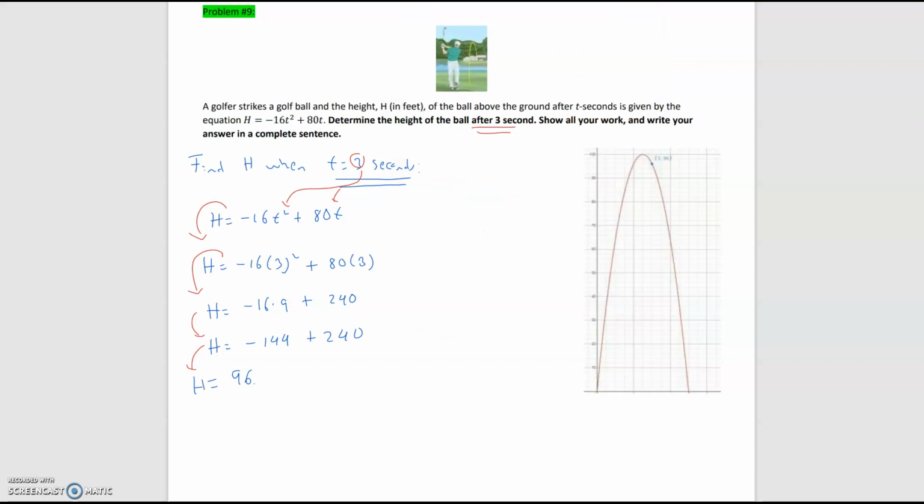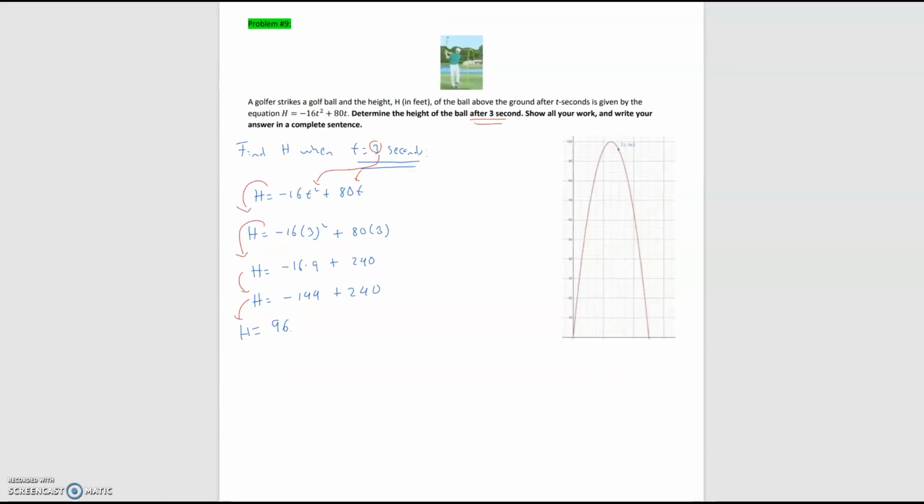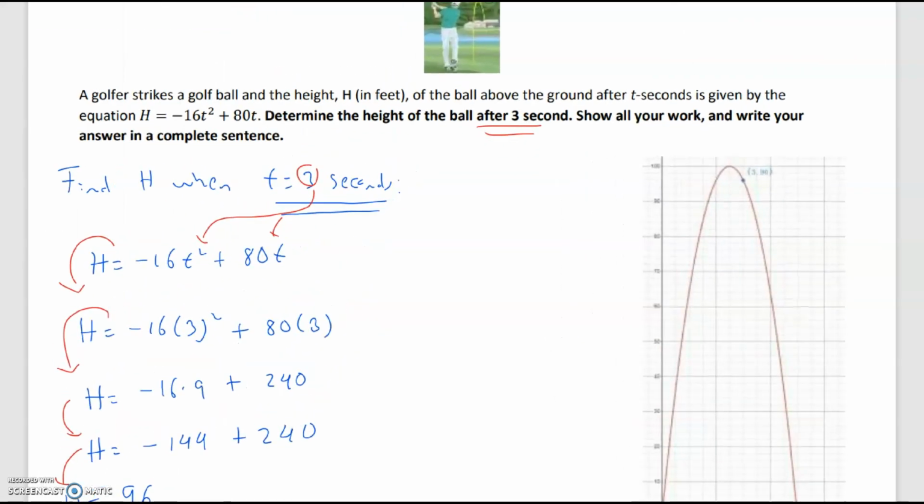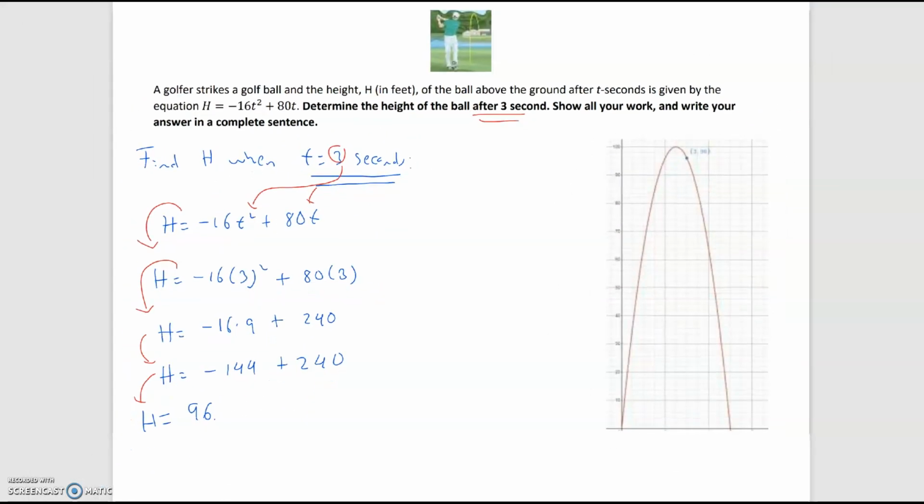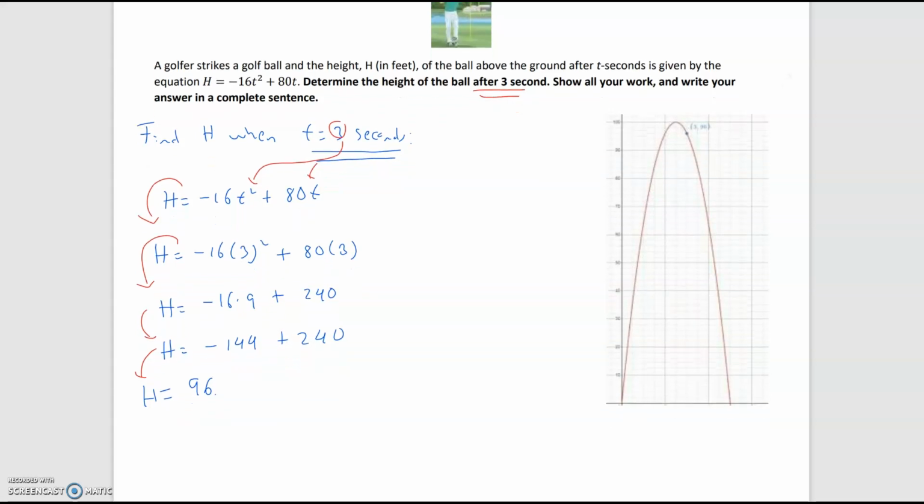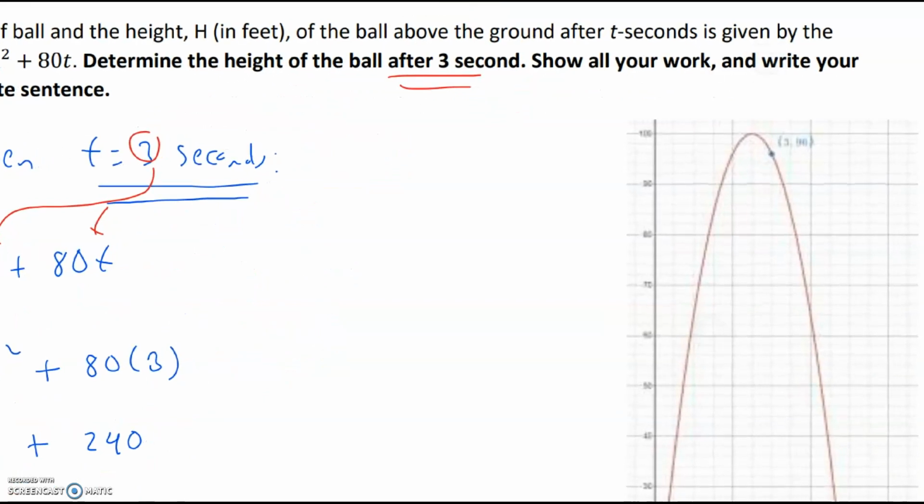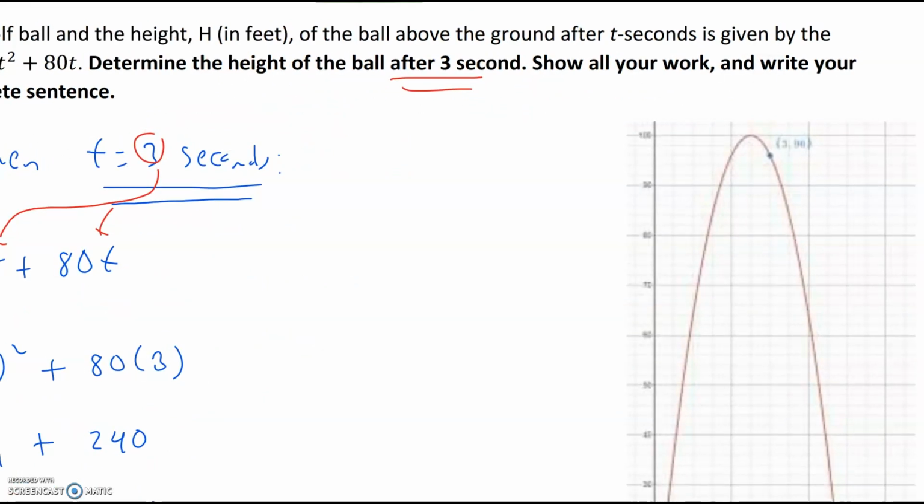And let me just double check the calculation. Okay, we're good. It's kind of hard to visualize here, but you can see the coordinate point of the trajectory of the ball, that at 3 seconds it's at 96 feet. That's the coordinate point embedded here. It's just a little bit too small on the graph, but you can see 3, 96.